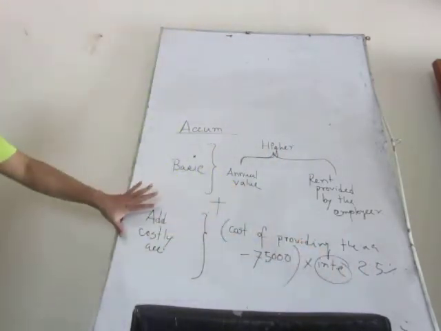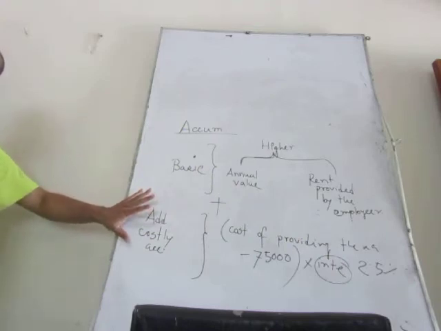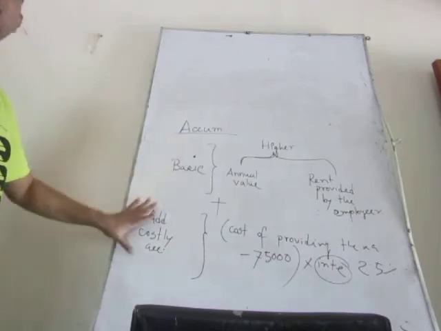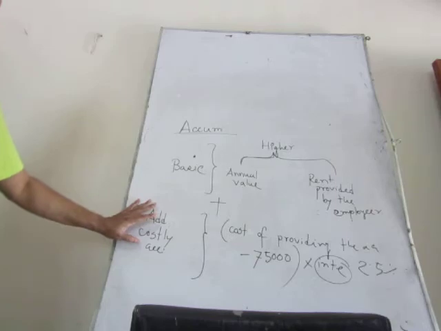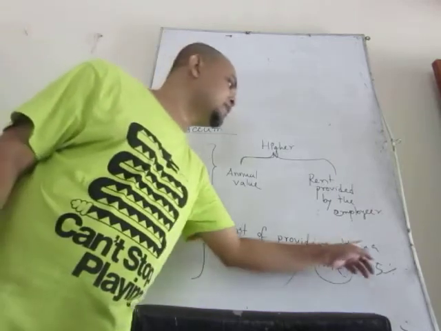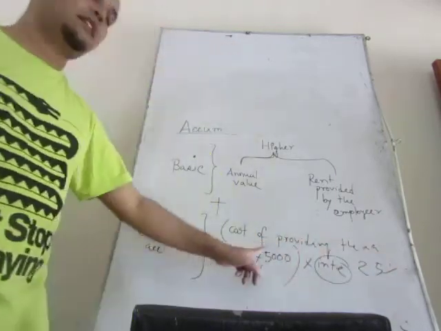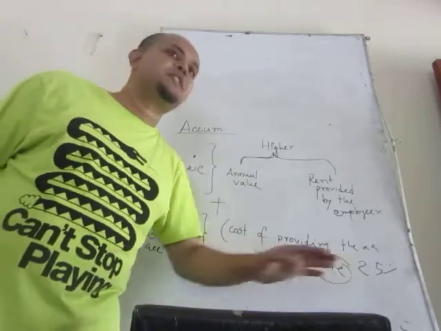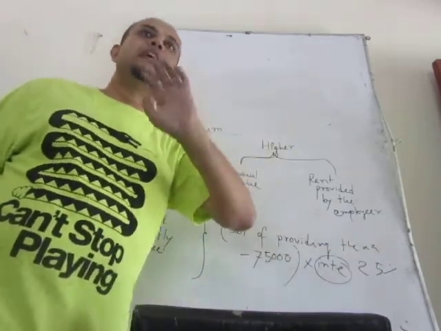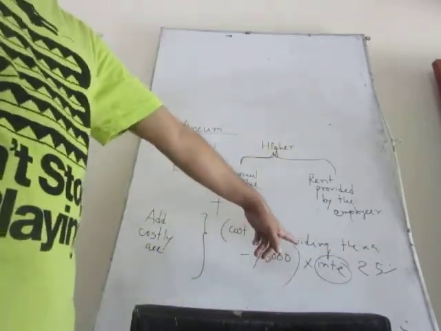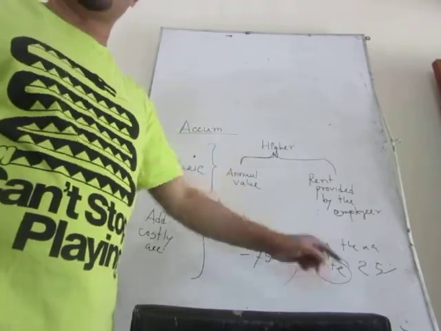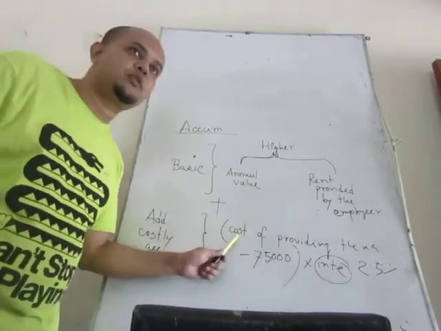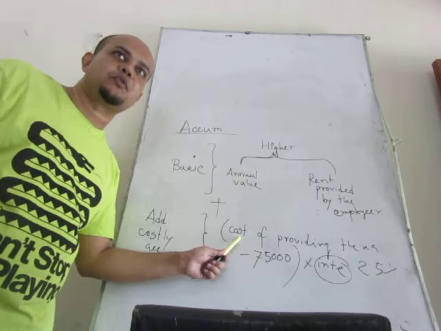That is in the case of costly accommodation. With the basic charge, some other kind of charge will be added. And what is that? That is the cost of providing the accommodation minus 75,000 into a specific interest rate. For 18-19, this is 2.5%. Now, what do you mean by this cost of accommodation? Cost of providing the accommodation. What do you mean by this?